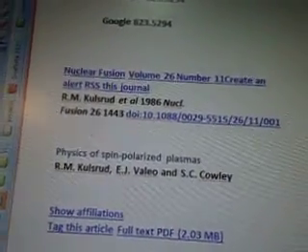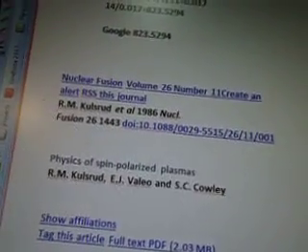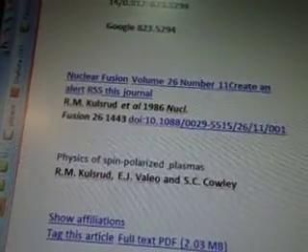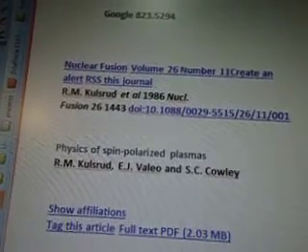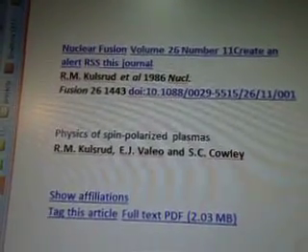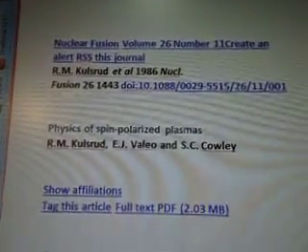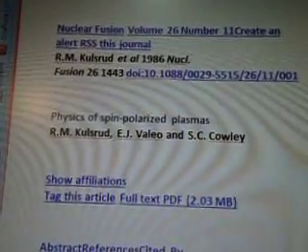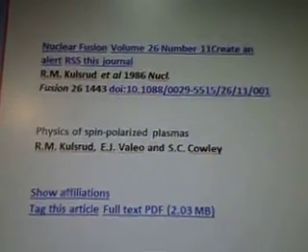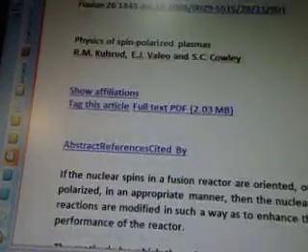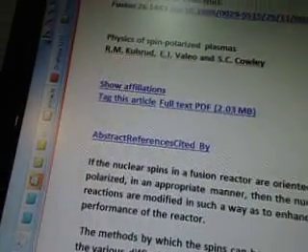Nuclear Fusion, volume 26, number 11, create an alert, RSS this journal. R.M. Coulomb, 1986. Physics of spin polarized plasmas from R.M. Coulomb, E.J. Vallejo, and S.C. Cowley. So this is obviously some sort of PDF that came up.